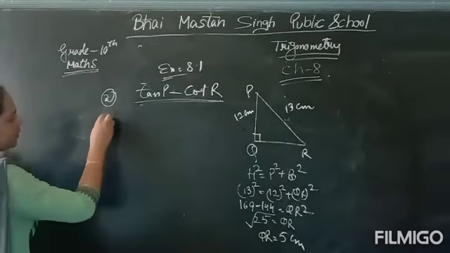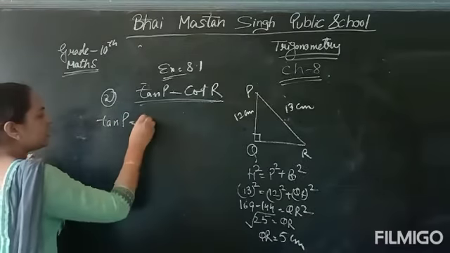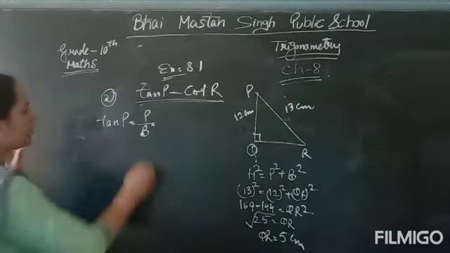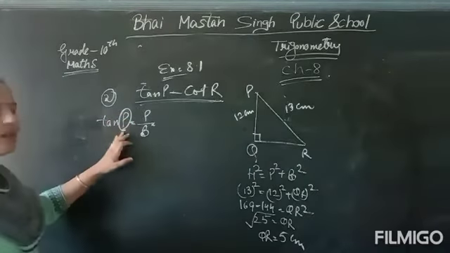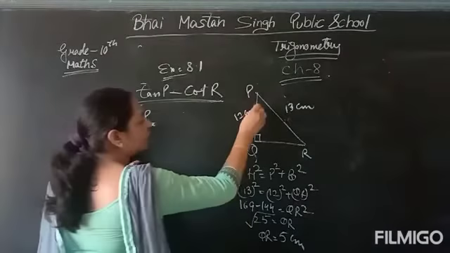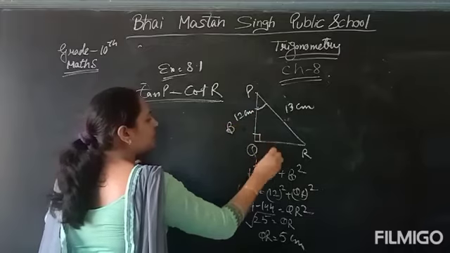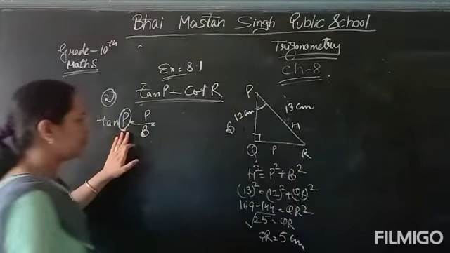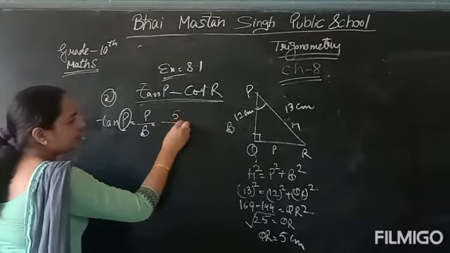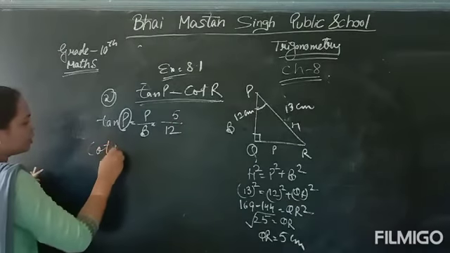Now tan P. The value of tan is perpendicular upon base. Now we are talking about angle P; here they have mentioned angle P. It means I have to talk about this. So this is having two sides: base, perpendicular and hypotenuse. Now P upon B. P I have found out, 5. Base is 12. Now I have to find out cot R.